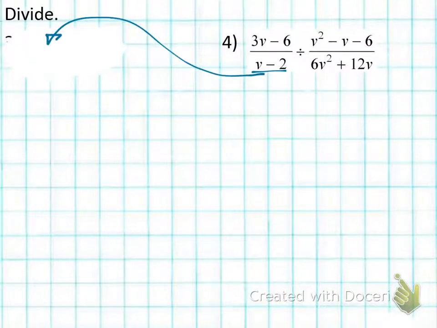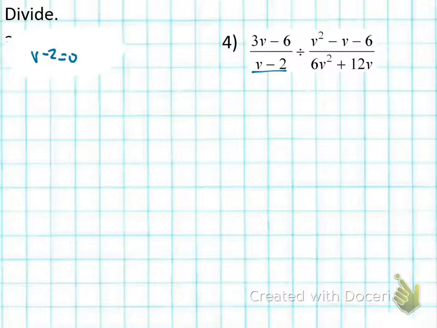So we got v minus 2 is equal to 0. Okay, so v cannot equal to what? Positive 2. Good. V cannot equal to positive 2. Good. That's one excluded value. Let's take the other denominator now.